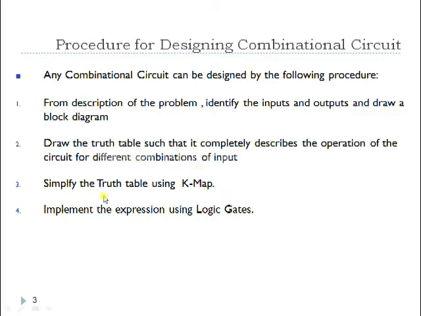Now simplify the truth table using K-map. Initially we have to plot all the minterms of the truth table of the output expression on the K-maps, and then we have to simplify the expression. Implement the expression using logic gates. After getting a final expression we have to implement that particular expression with the help of logic gates. Okay, so these are all the 4 steps that we have to follow for designing any kind of combinational circuit.